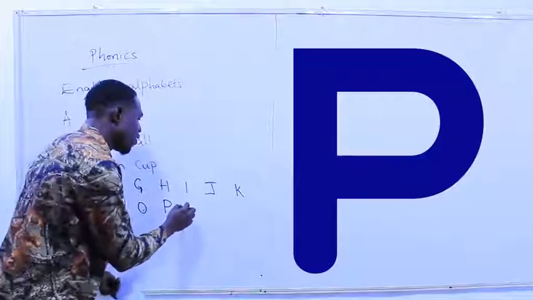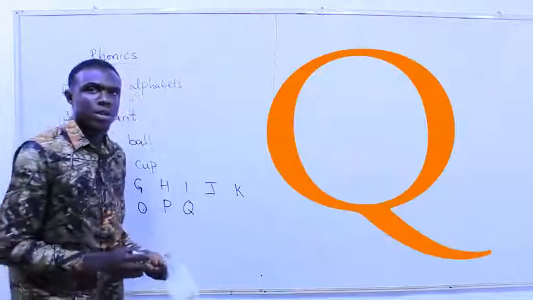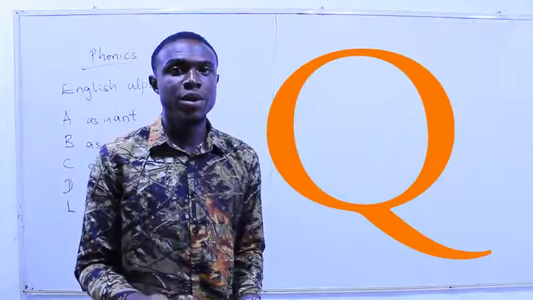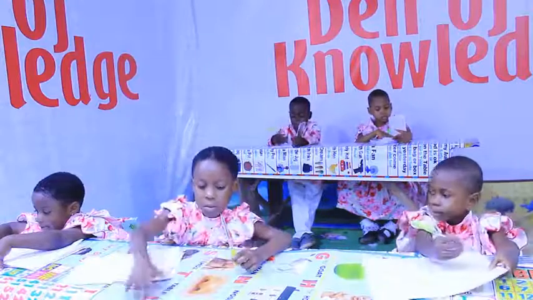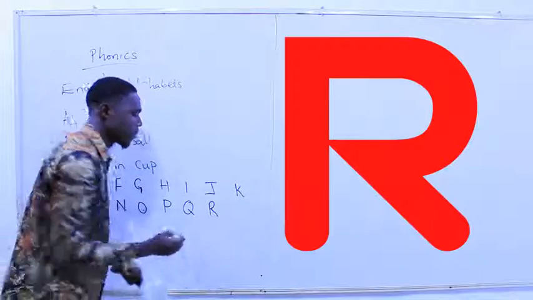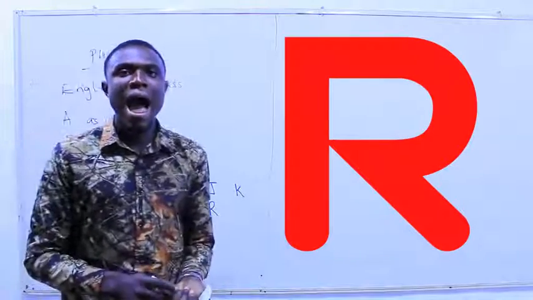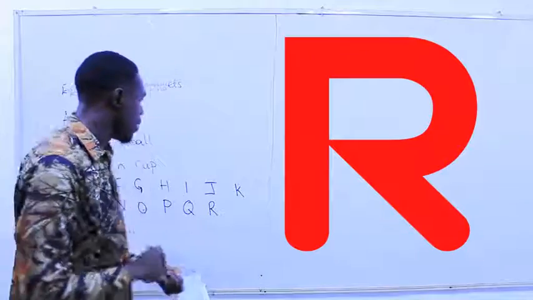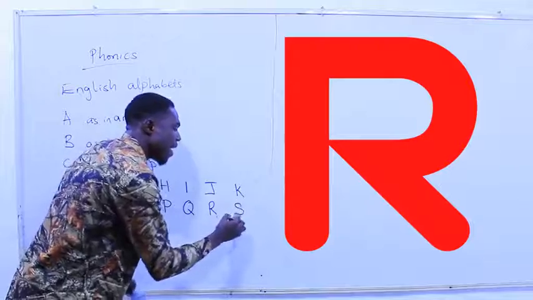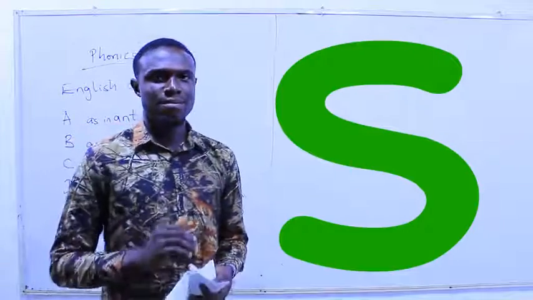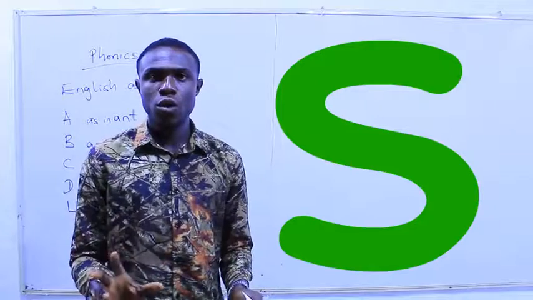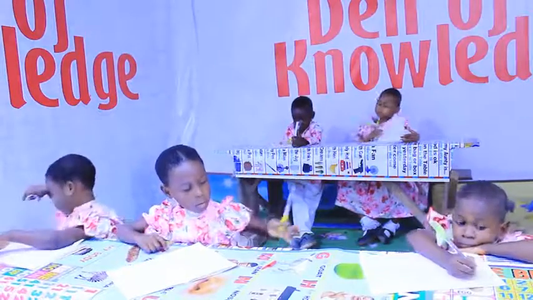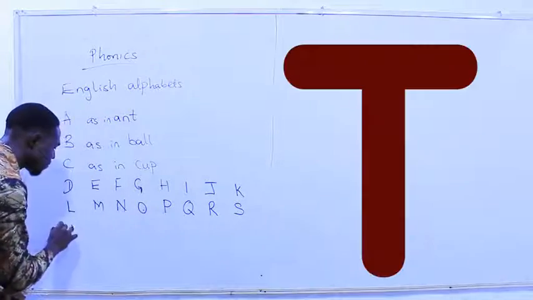Now we have the other one. Q. Say it. Q. Yes. That's how to pronounce it. Very simple. Now have R. That's how to pronounce this one. Very simple. R. Okay? We are coming. Now, we have the next one. This one is very simple. S. Don't make it long. S.